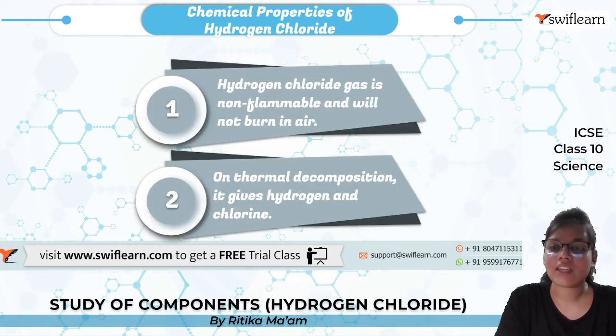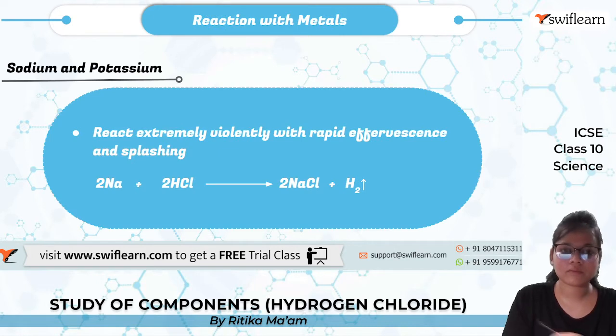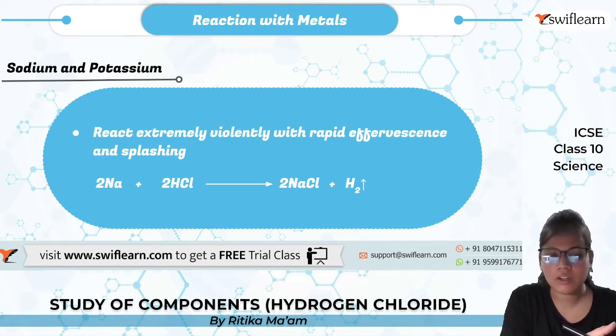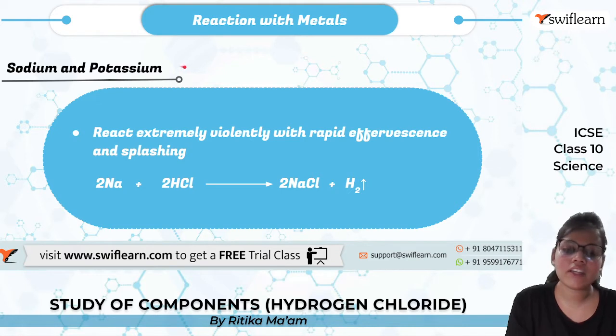Next, talking about the chemical properties of hydrogen chloride. First of all, it is non-flammable and will not burn in air. And if this gas decomposes, it will give out hydrogen and chlorine. How does it react with metals? If I talk about sodium and potassium, hydrogen chloride gas reacts violently and gives out rapid effervescing and splashing. So if we take sodium and make it react with hydrogen chloride, we will get a very vigorous reaction.